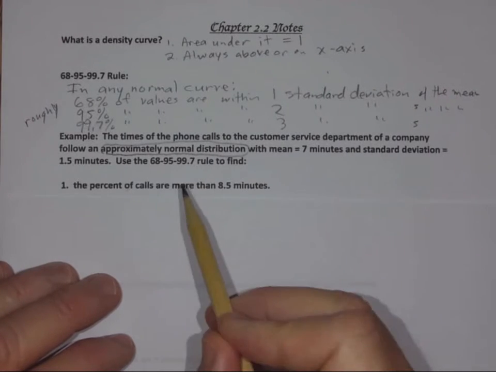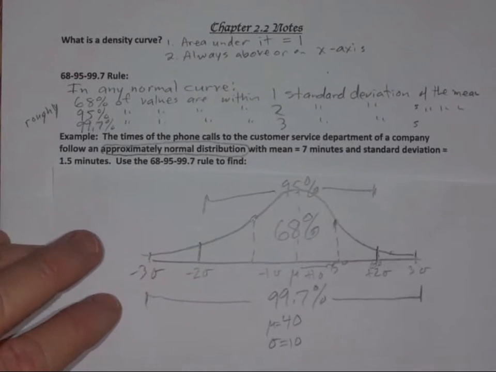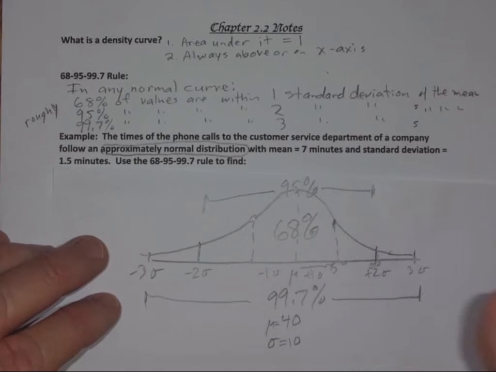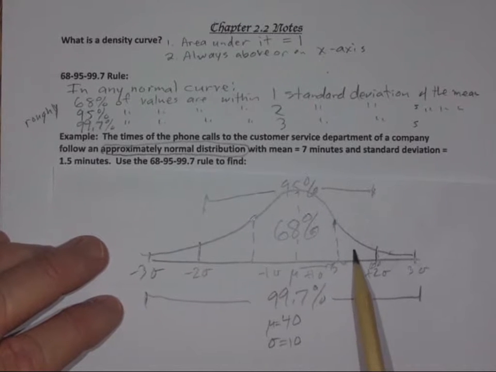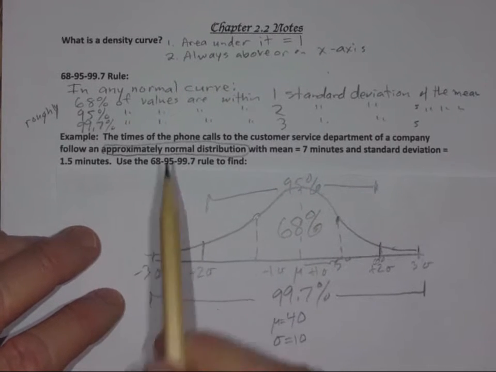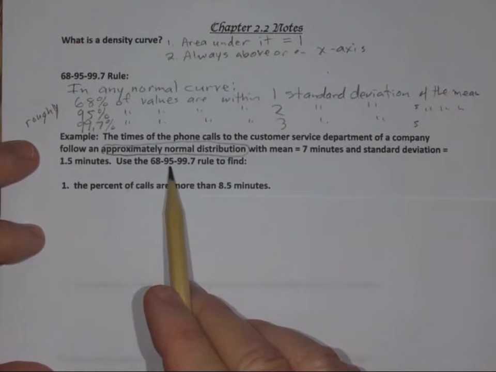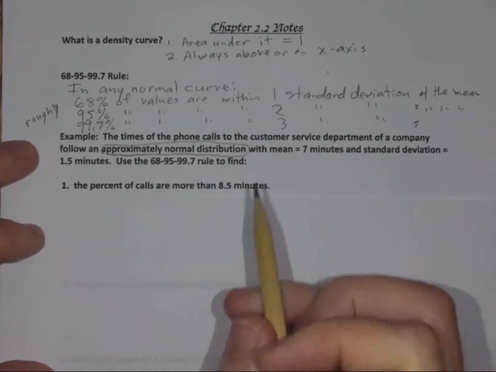And let me say this in regards to a normal model. It's really impossible for any finite distribution to vary exactly normally. So we really shouldn't say that in any finite or real world situation something varies exactly normally, because there's an infinite number of points in here, and this is a very specific curve. So whenever we want to describe something as normal, we really should say it's approximately normal. So anyway, use the 68, 95, 99.7 rule to find the percent of calls that are more than 8.5 minutes.